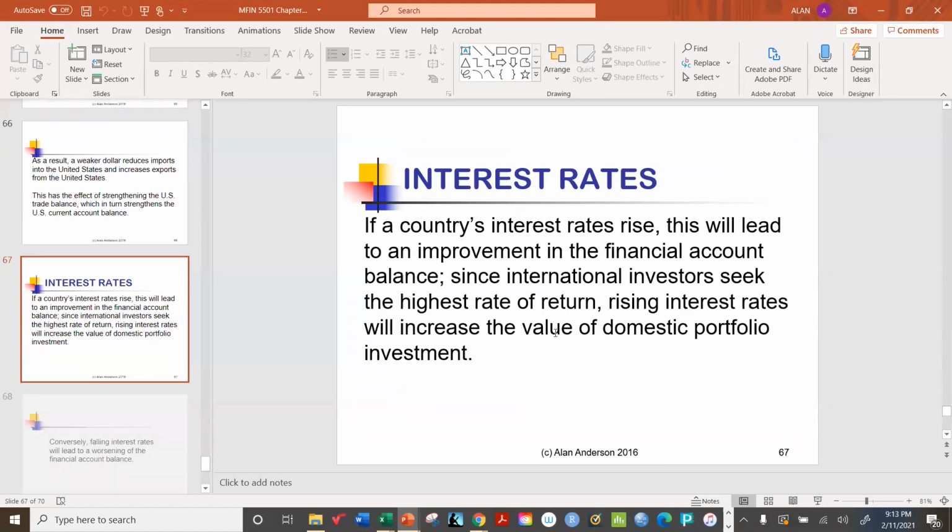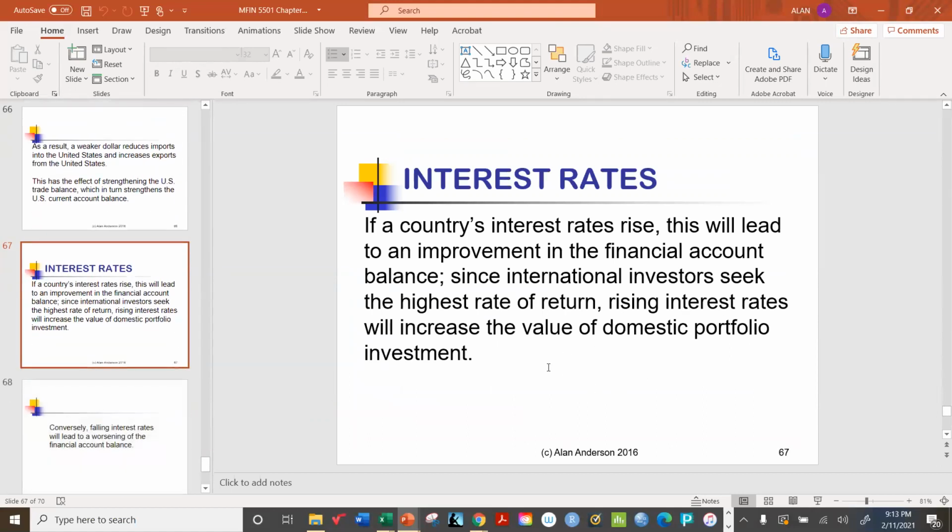Okay. Interest rates, what does this have to do with anything? Well, when our interest rates go up, our financial assets like stocks and bonds become more attractive to investors around the world. They will therefore respond by buying more US stocks and bonds. That will mean US interest rates will go up. But it also means that our financial account balance goes up, and we'll have a surplus in the financial account, which will help with the balance of payments.